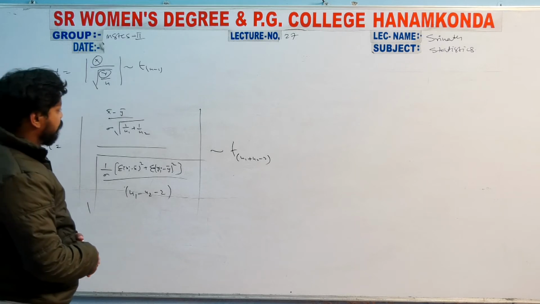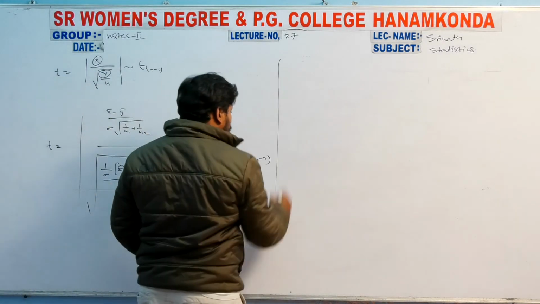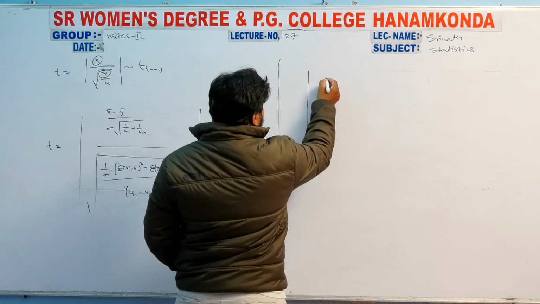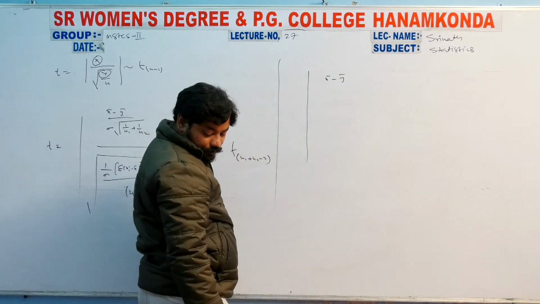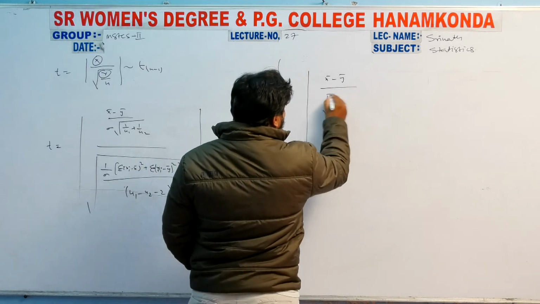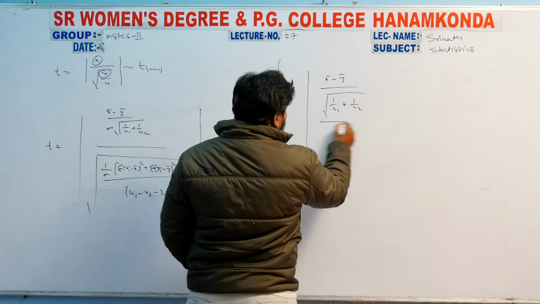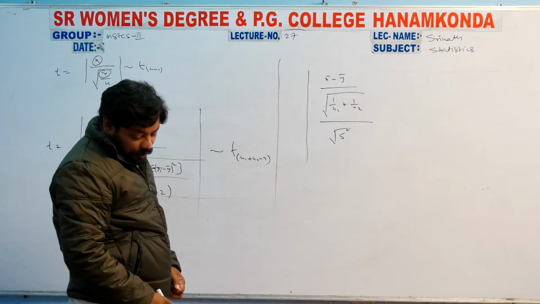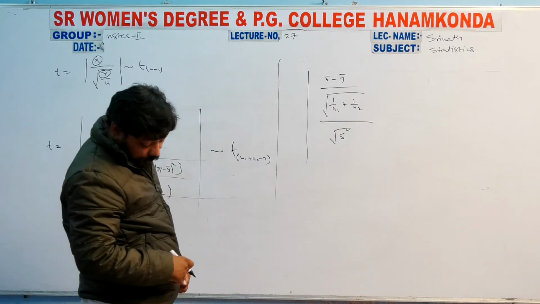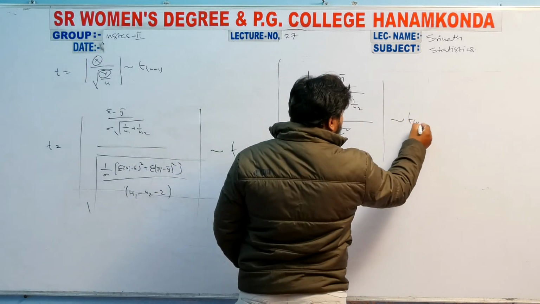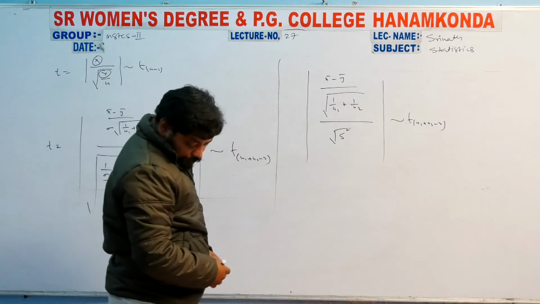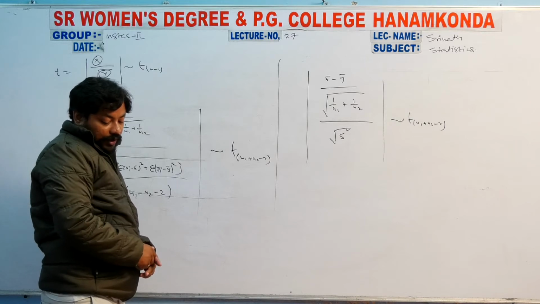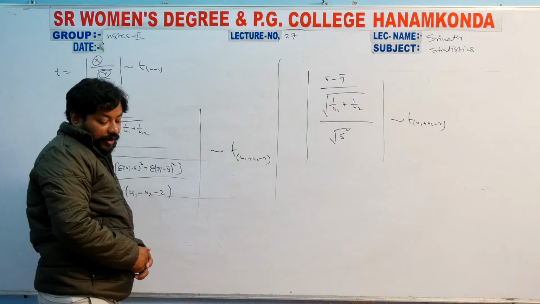And finally we can write mod of x bar minus y bar by under root of n1 n2 by under root of s square follows t with n1 plus n2 minus 2 degrees of freedom, where s square is the pooled variance.